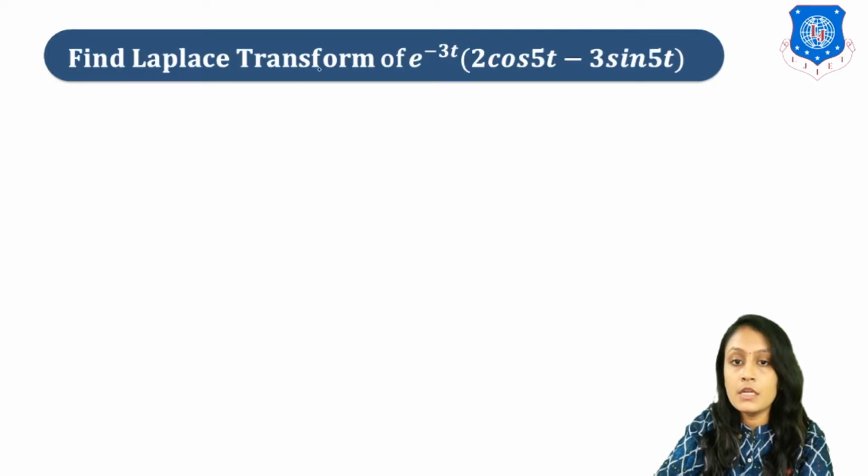Clear? Now let's solve one more example. Laplace transform of e raised to minus 3t times (2 cos 5t minus 3 sin 5t). So firstly we will find the Laplace transform of this term.